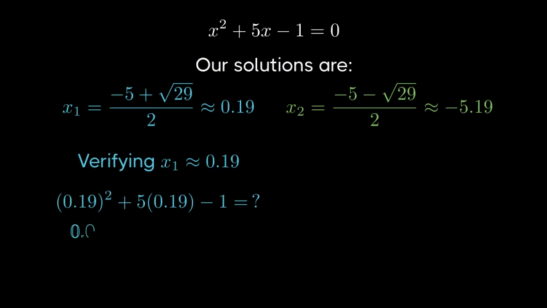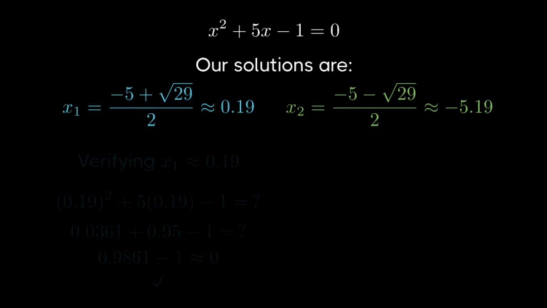Now let's evaluate each term separately. 0.19 squared equals 0.0361, and 5 times 0.19 equals 0.95. Adding 0.0361 and 0.95 gives us 0.9861. Subtracting 1 from this value gives us approximately 0. Due to rounding in our decimal approximation, we don't get exactly 0, but we're very close. Since our result is essentially 0, we verified that x equals 0.19 is indeed a solution to our original equation. The slight difference from 0 is just due to rounding in our decimal approximation.